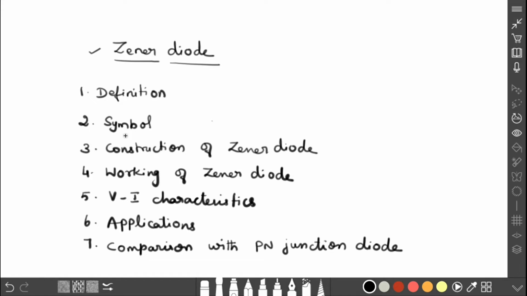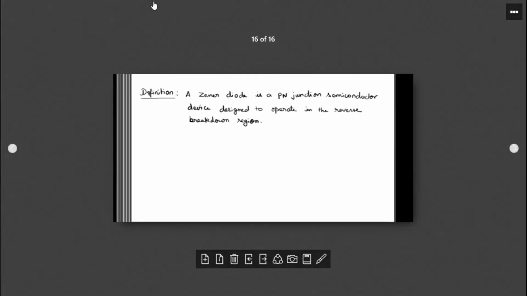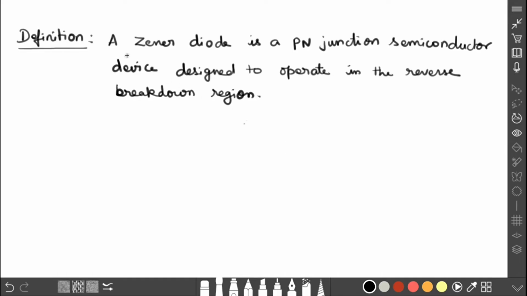First part is the definition. Here I have written the definition for you. A Zener diode is a PN junction semiconductor device designed to operate in the reverse breakdown region. So this is the main part. Here I mentioned it is specially designed to operate in the reverse breakdown region.